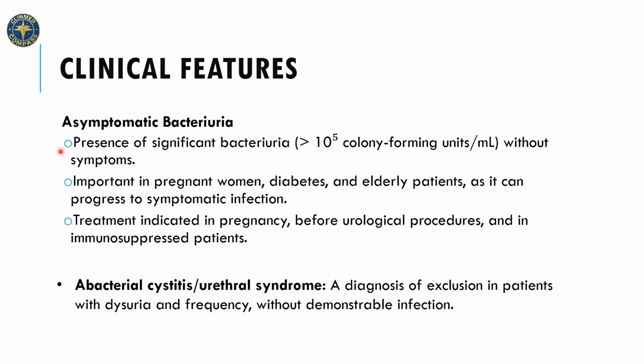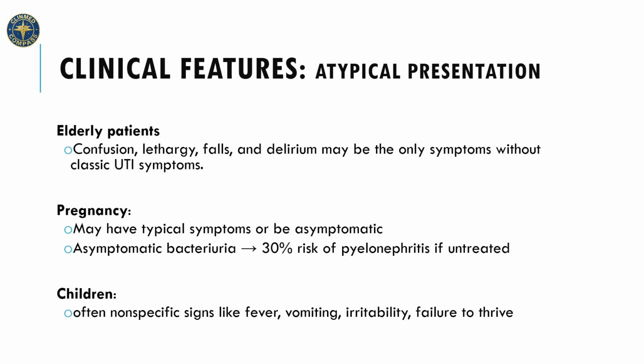Then there is abacterial cystitis, also called urethral syndrome. This involves urinary symptoms without detectable infection. It is often a diagnosis of exclusion. Now for atypical presentation. In the elderly, confusion, falls, or lethargy may be the only signs. In pregnancy, symptoms may be typical or asymptomatic.